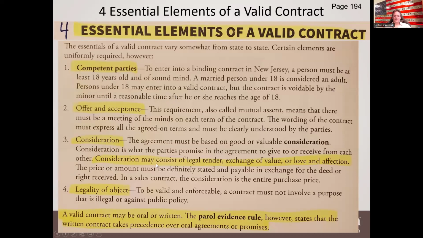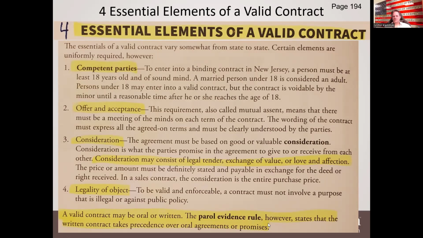And then you need to know the 3 legal forms of consideration: legal tender, exchange of value, and love and affection. Okay. And also, to be valid, contracts can be oral or written, but for real estate sales, they have to be in writing according to New Jersey law. You cannot have a verbal contract to sell real estate. It must be in writing.